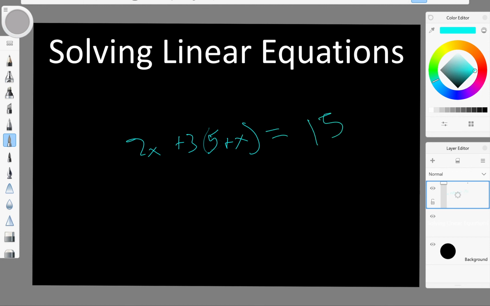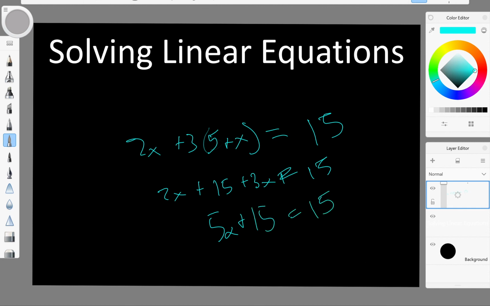Yeah, there we go. So what you would do here is you're going to get 2x plus 15 plus 3x equals 15. And then, bam, 5x, you put common terms together. And so you realize that this is a positive number, so you're going to subtract its negative number. And it turns out this is 15 too, so you get 5x equals 0. Divide by 5. Divide by 5. x equals 0. So that's that.